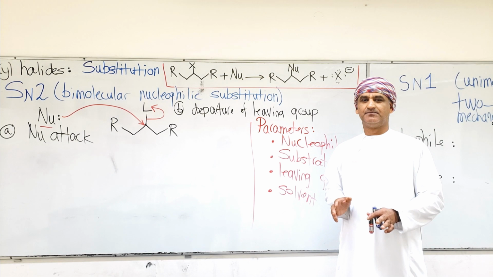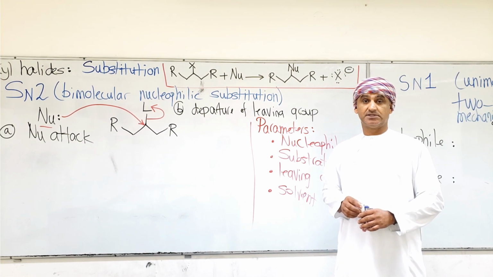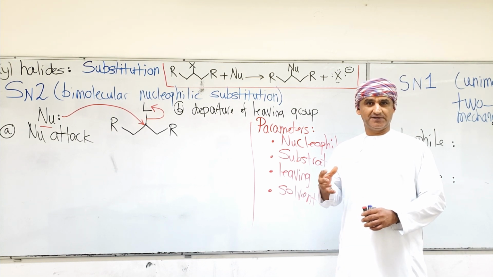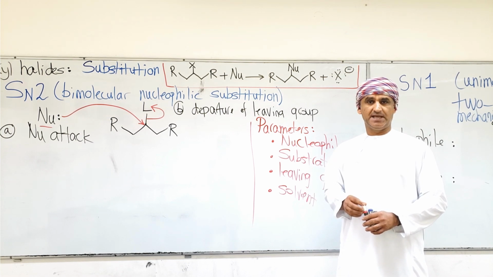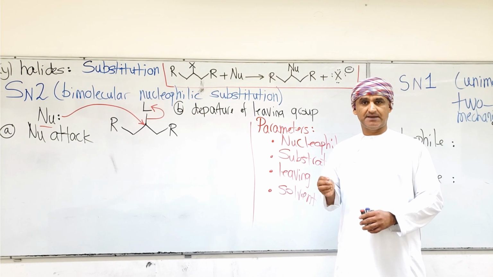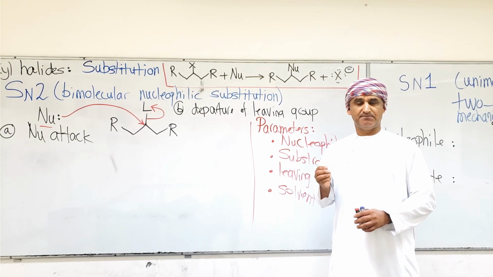Now we understand that alkyl halides undergo two types of reactions, substitution and elimination. And within substitution, there are two mechanism types, SN2 and SN1. In the SN2 reaction mechanism type, the two events, the nucleophilic attack and the departure of the leaving group, take place at the same time. The SN2 mechanism, therefore, is a one-step reaction, if you like, or a one-step mechanism.